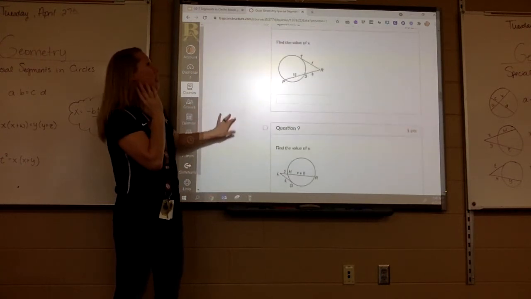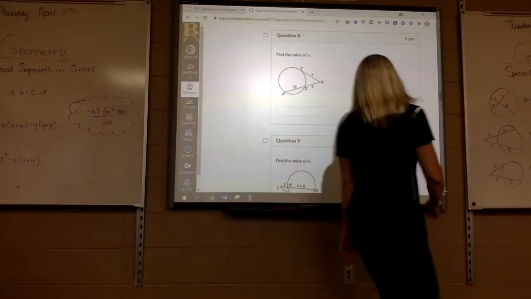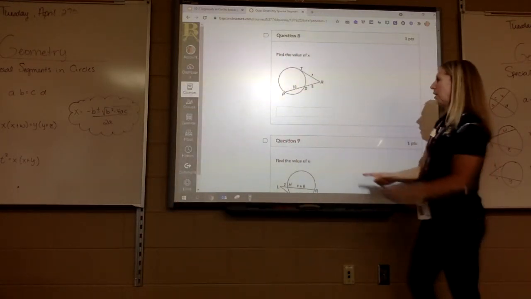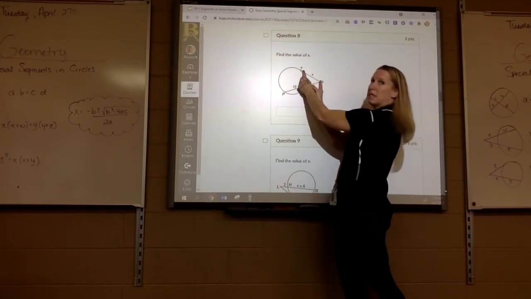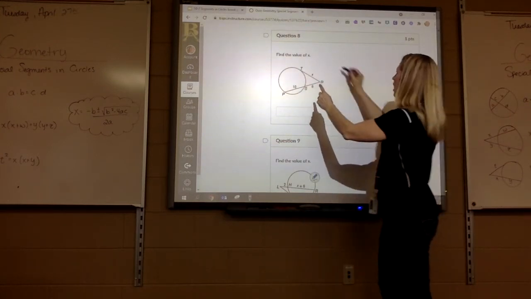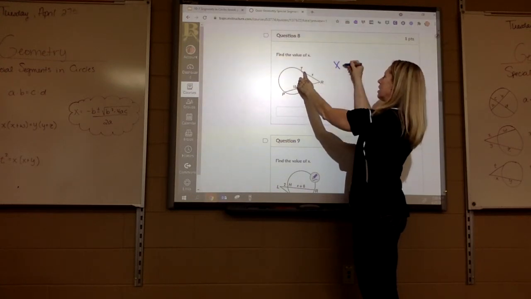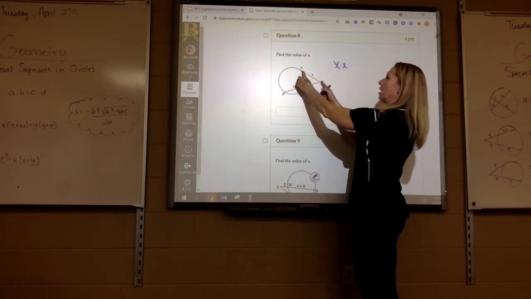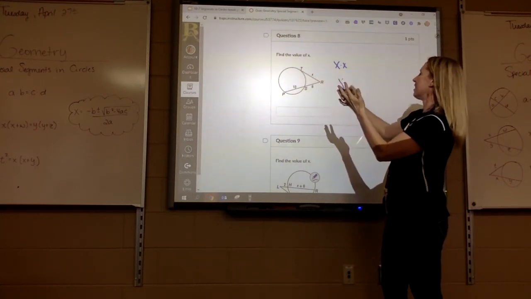Let's just do number 8 together. This is easier. So our formula says that we have to do the outside piece. Up here, the outside piece is x, right? Outside piece, outside the circle, times the entire length. And the entire length would also be x. So what is x times x? X squared, good.